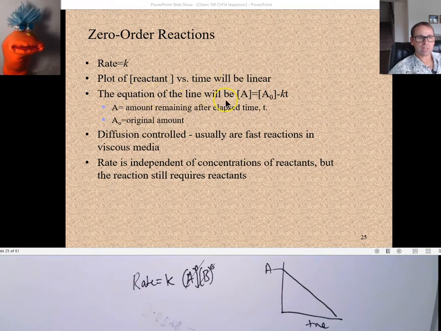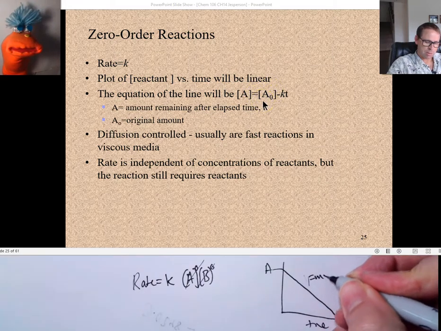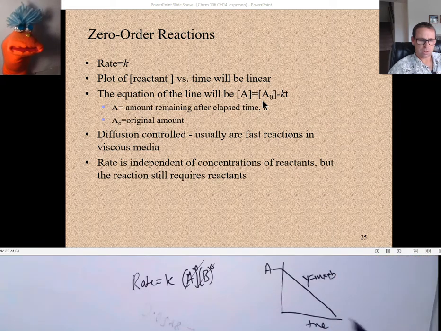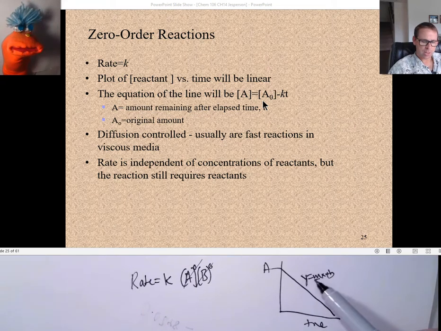And the equation of this line here will be in this form where you have your y equals mx, and it's a negative slope, plus b, right? So again, y equals mx plus b. That will be the equation for a zero-order rate law, where m is the slope, concentration versus time. That's the rate, and that rate here is expressed as k because that's it. The rate is equal to k.